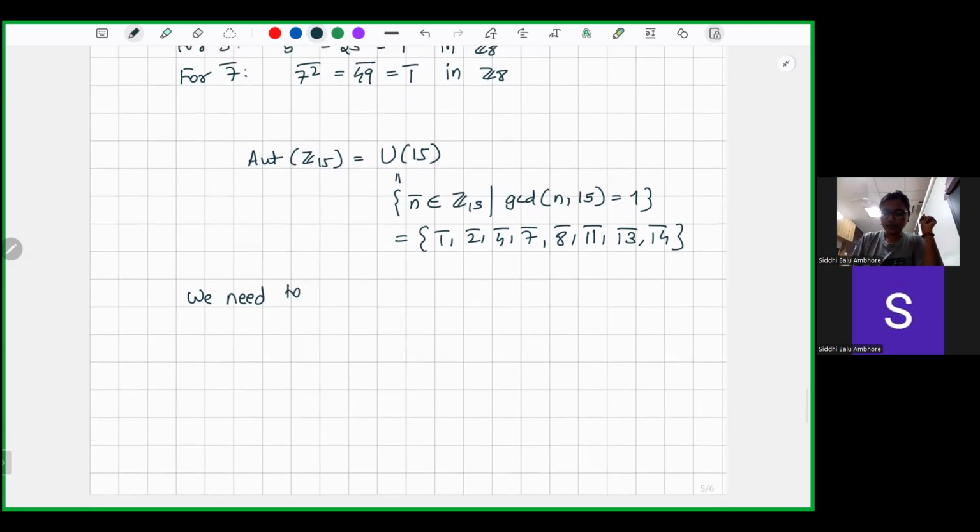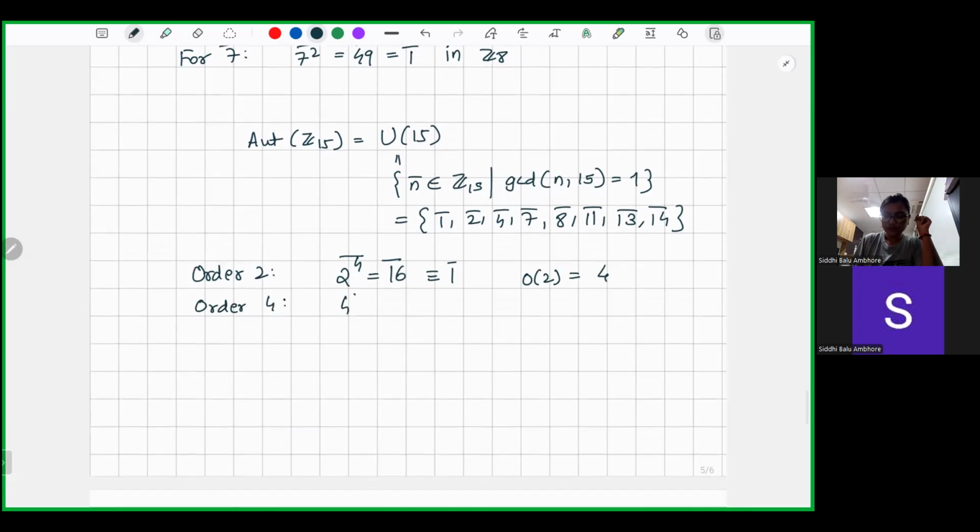We just need to find the orders for a few numbers here. For example, the order of 2: 2 squared is 4, and 2 to the power 4 is 16, which is congruent to 1 in Z15. So the order of 2 here is 4. The order of 4: 4 squared is 16, then 1.